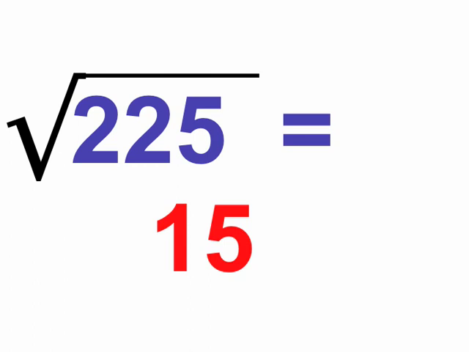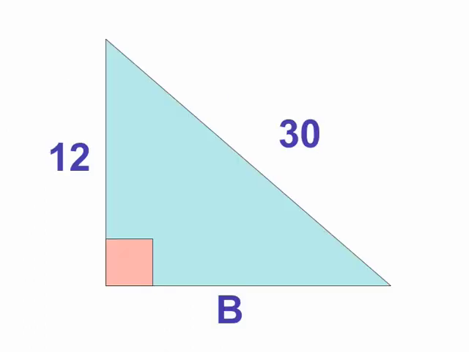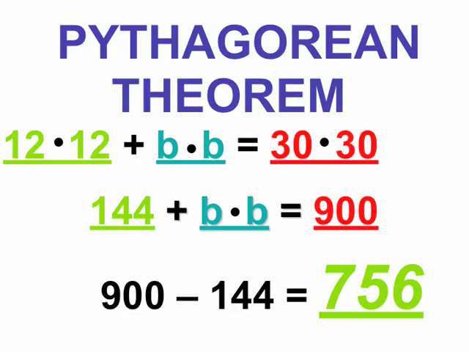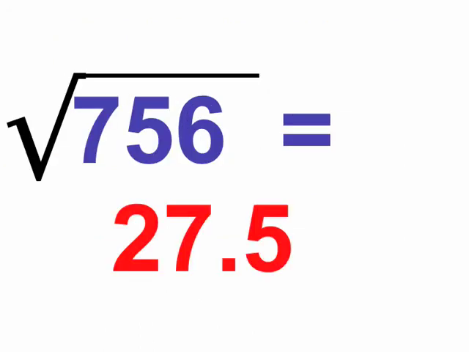My last example works the same way, except this time I'm trying to find B. Exactly the same as the last time. Plug them into my formula, this is what I have. Do my calculations. On the right hand side, 30 times 30 makes 900. On the left hand side, 12 times 12 gives me 144. When I take 900 minus 144, I get 756. And last but not least, I take the square root of that, and the square root of 756 is 27.5. And this is the Pythagorean Theorem.